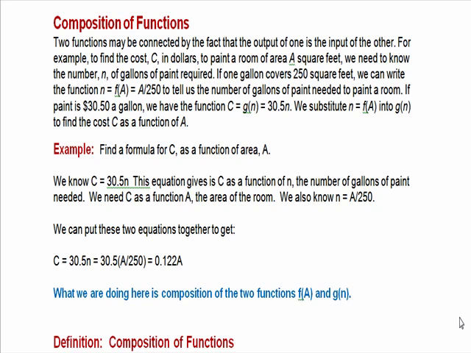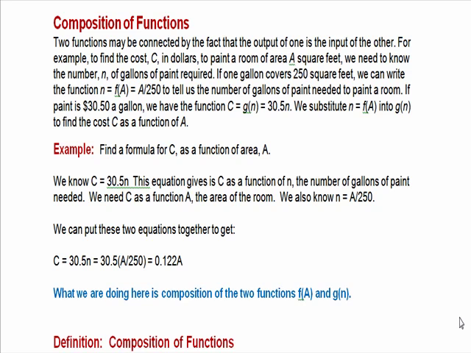So what we're going to do is remember that n is the area divided by 250. So now we put these two equations together. We know that c equals 30.5 times n, but since n is a over 250, we can take out the n and put in its place a over 250. And so we get 30.5 multiplied by a divided by 250.